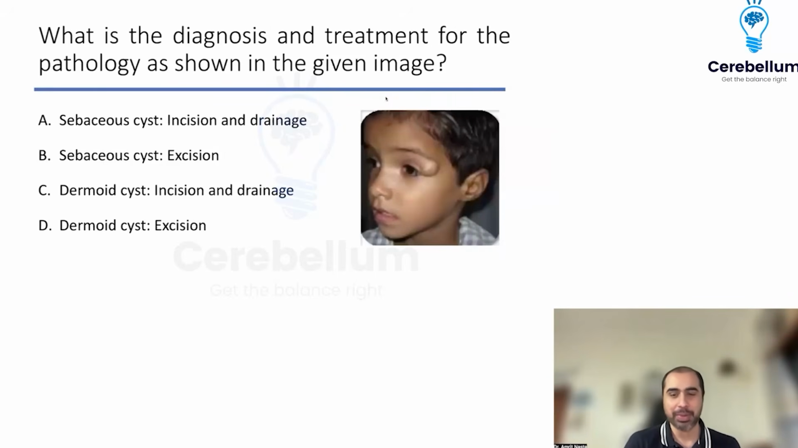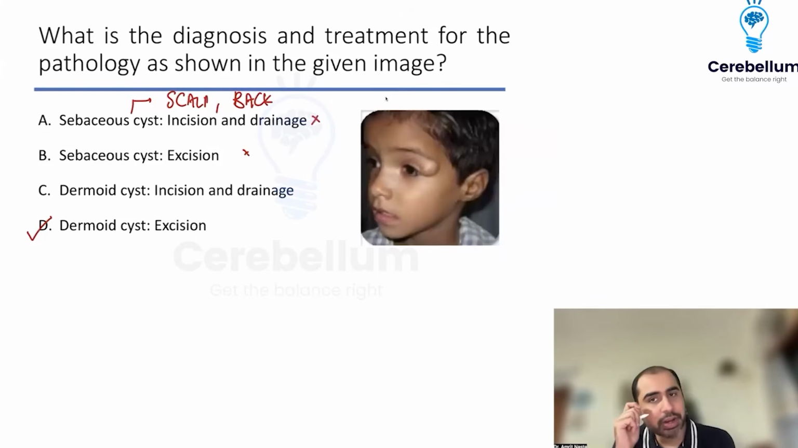So this is not a sebaceous cyst. Based on the typical location at the outer canthus of the eye, it's a dermoid cyst, and a dermoid cyst should be excised. Okay, sebaceous cyst, where is it commonly seen? They are seen on the scalp, very common. Scalp or back. They have a black punctum.